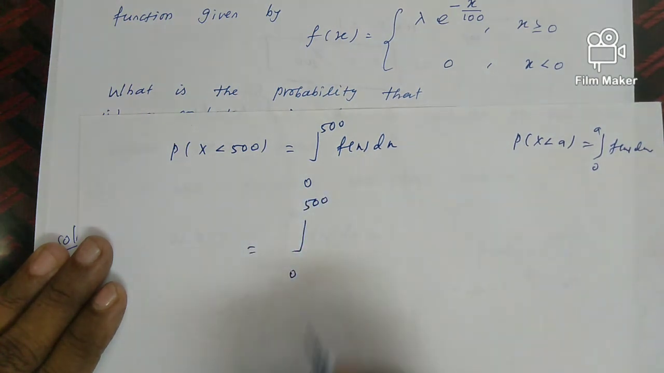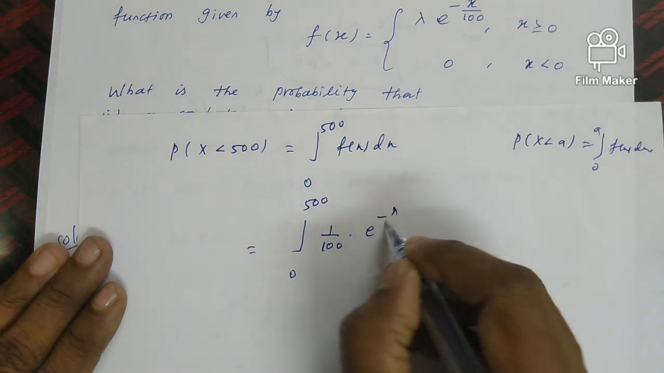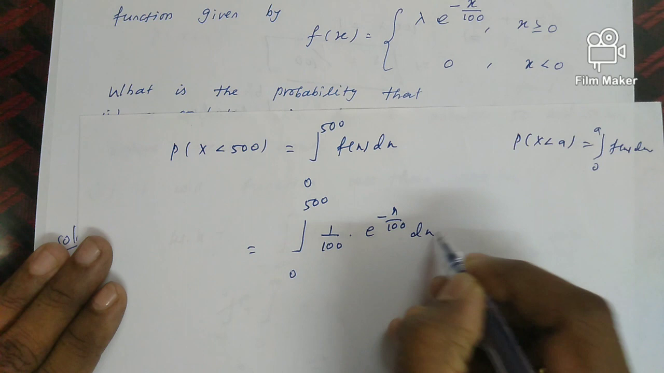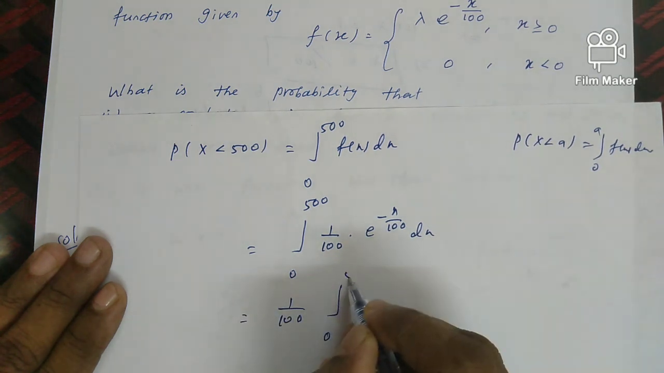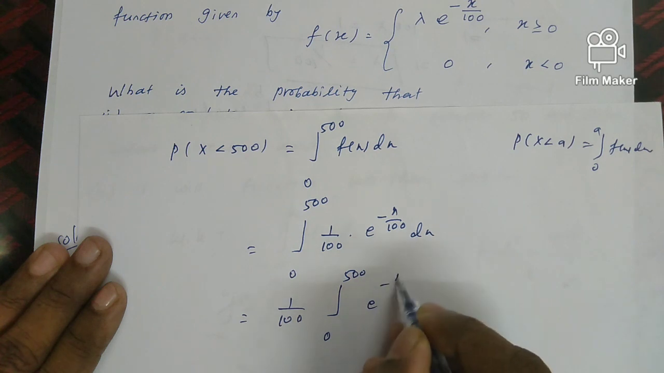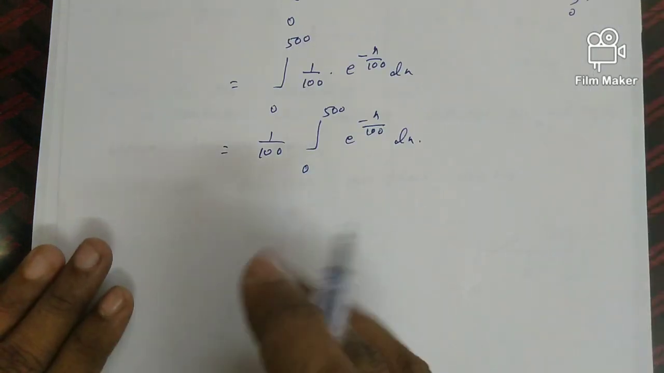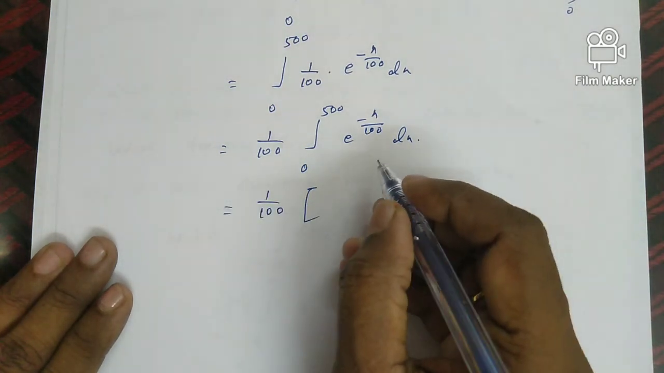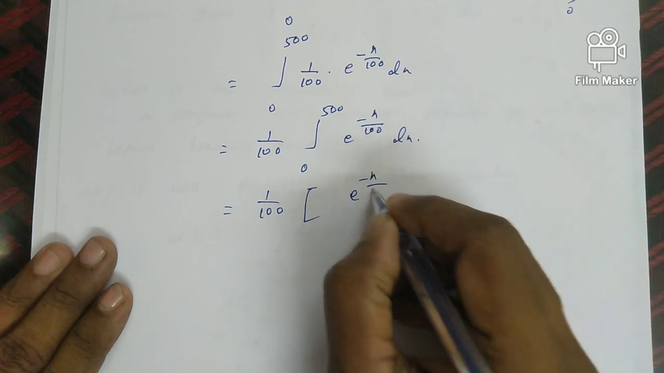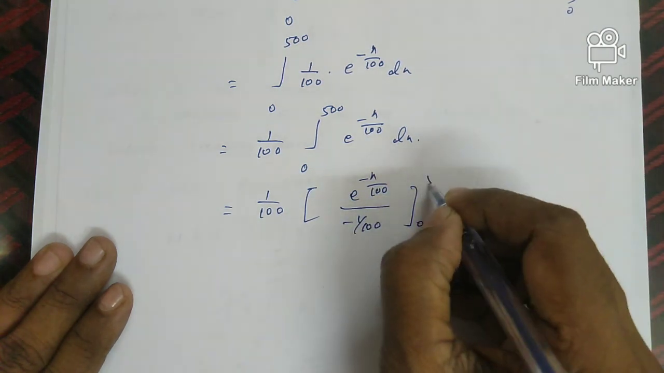So this is equal to 0 to 500. What is our f of x? 1 by 100 e power minus x by 100 into dx. So we can take the 1 by 100 outside. 0 to 500 e power minus x by 100 into dx. Okay, integration of this is 1 by 100. Same integration again and again we are repeating. Okay, e power minus x by 100 over minus 1 by 100 with the limit 0 to 500.